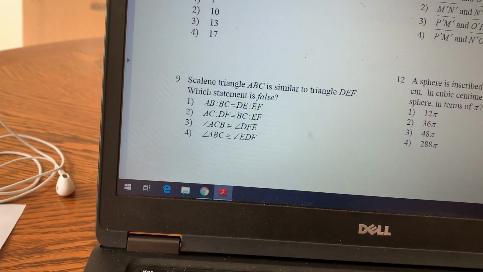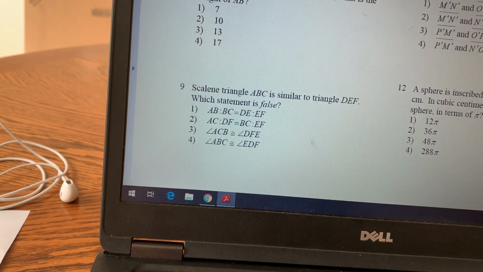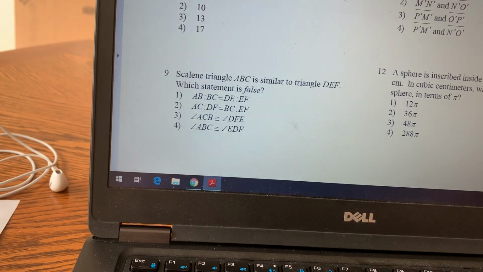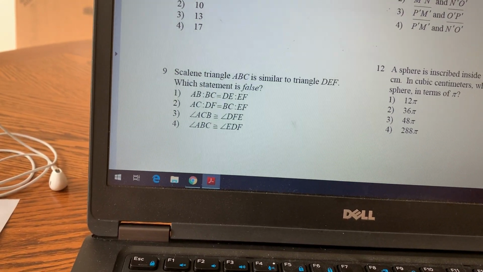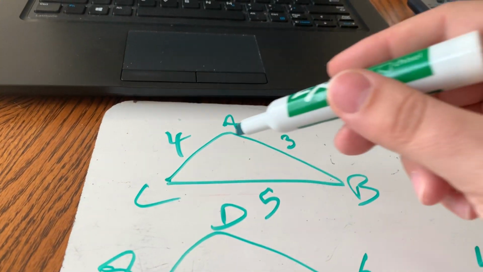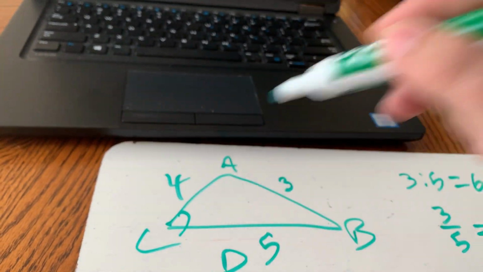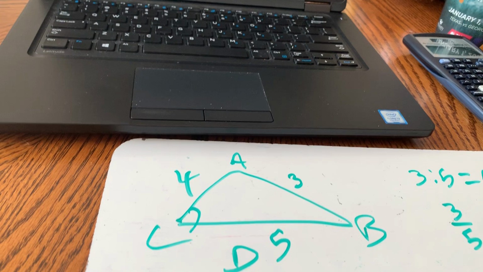Angle ACB is congruent to angle DFE. Okay, so ACB, again, we use the 3 letters. C is the middle letter, though, so that is the vertex. Okay, ACB, so that's this angle, is congruent to DFE.